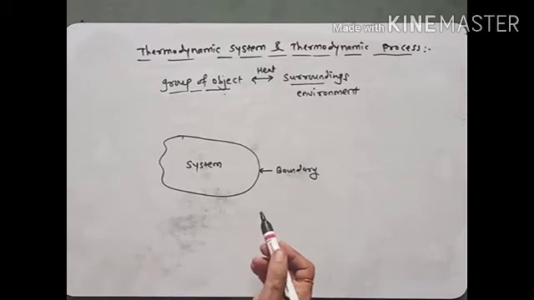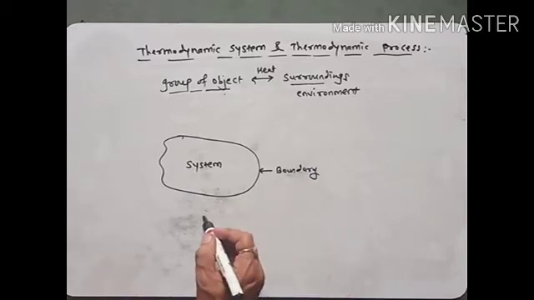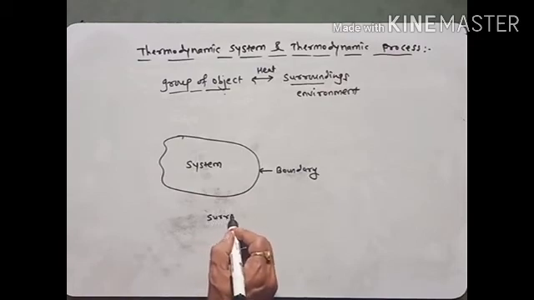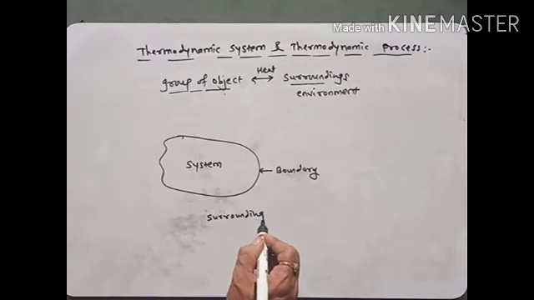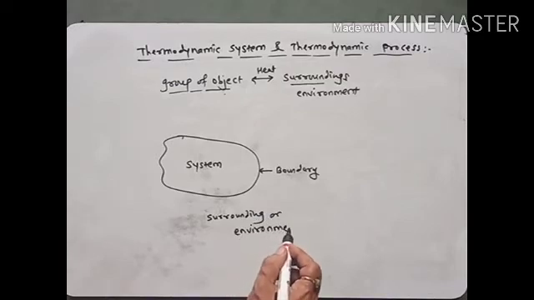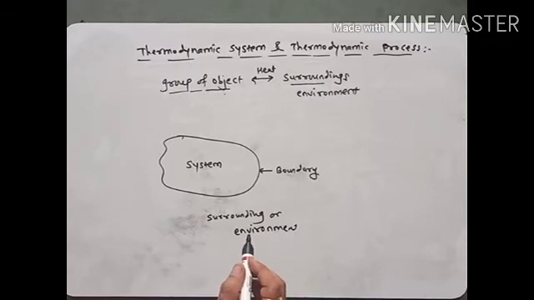Already I have told, in the case of water in a vessel, that anything outside the system we consider to be the surrounding or environment. This is about the thermodynamic system and thermodynamic process. We consider system and surrounding.